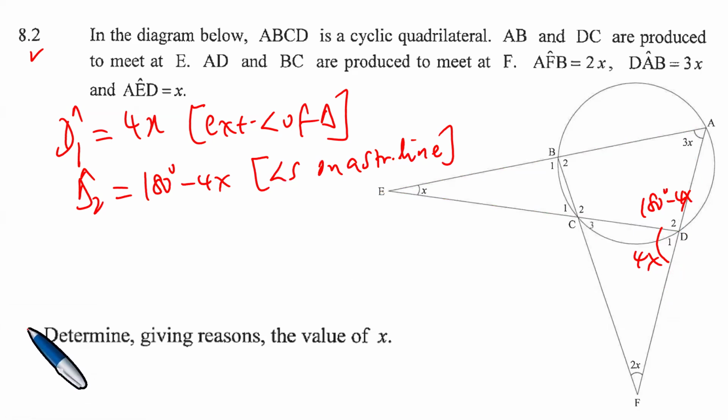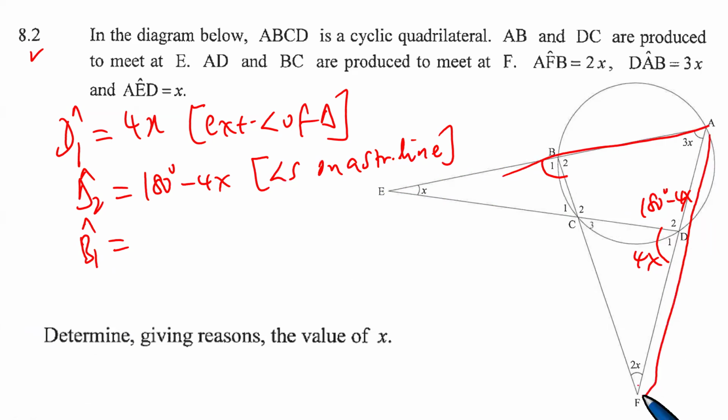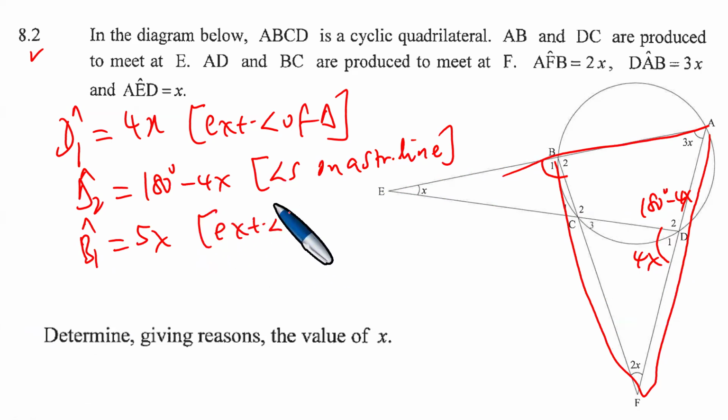Next, we have the angle B1, also from grade 10. The angle B1 is 3x plus 2x, which is 5x. Why is this the case? Exterior angle of a triangle.